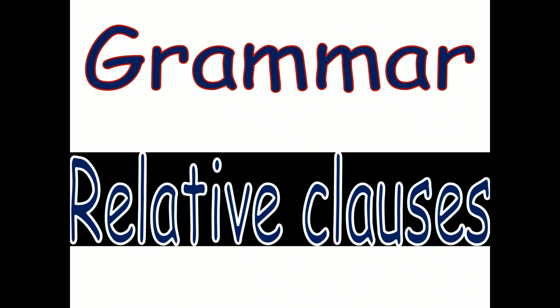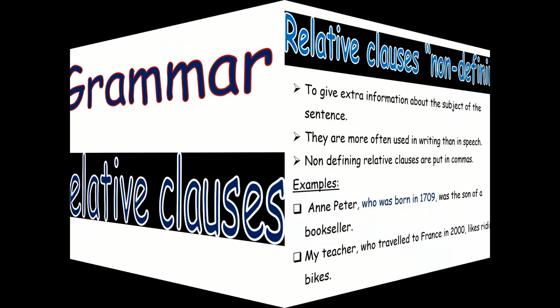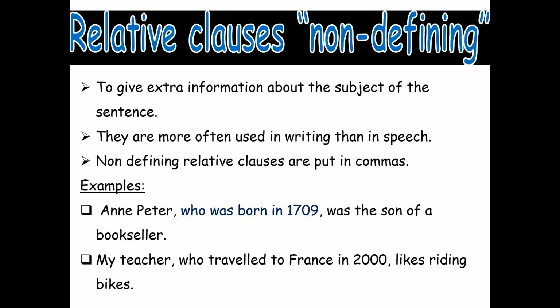So now with the grammar, we will speak about the non-defining relative clauses. We use the non-defining relative clauses to give extra information about the subject of the sentence. They are more often used in writing than in speech. Non-defining relative clauses are put in commas. Why? Because it's not important. This is extra information. We don't need it.